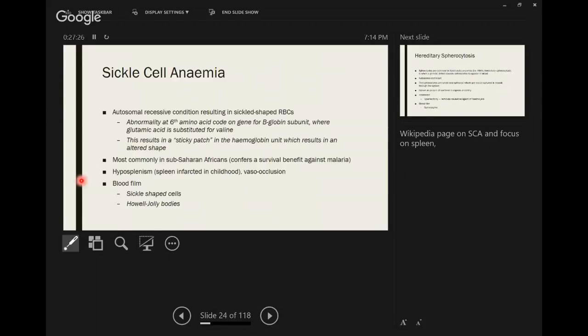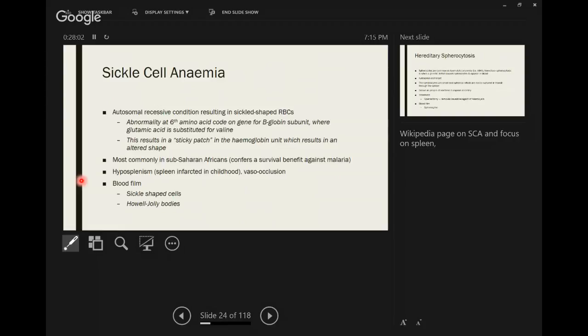All right. Sickle cell anemia. It's an autosomal recessive condition. It results in sickle-shaped red blood cells. It's an abnormality in the 6th amino acid code on the gene for the beta-globin subunit, where glutamic acid is substituted for valine. It results in a sticky patch in the hemoglobin unit, which changes its tertiary shape. It's most common in sub-Saharan Africans. It confers a survival benefit against malaria, and it results in hyposplenism because you infarct your spleen in childhood.